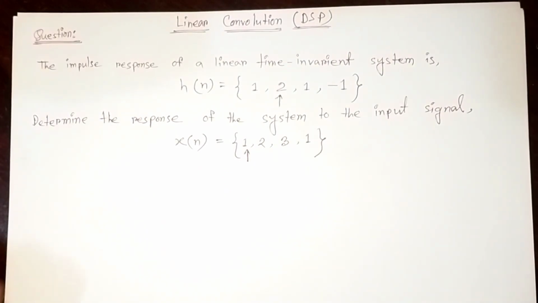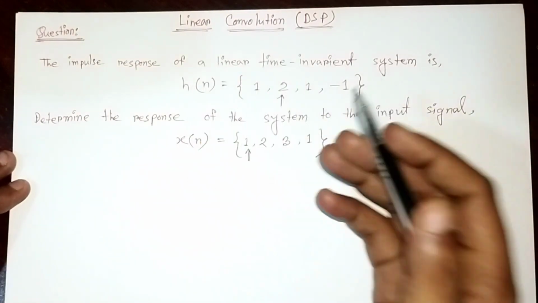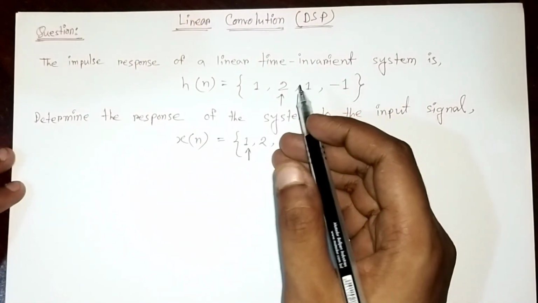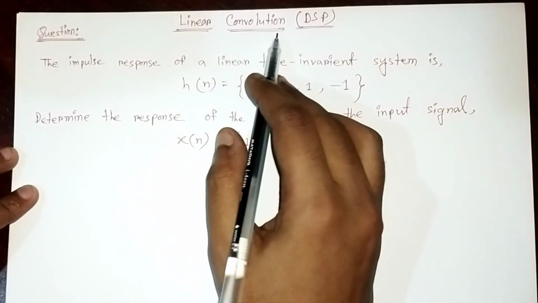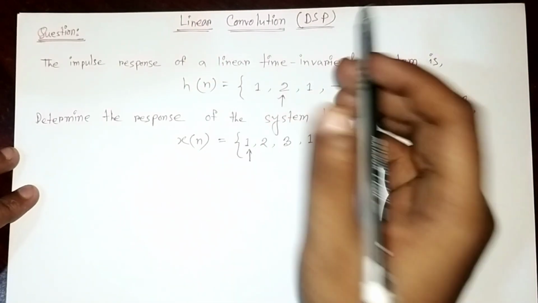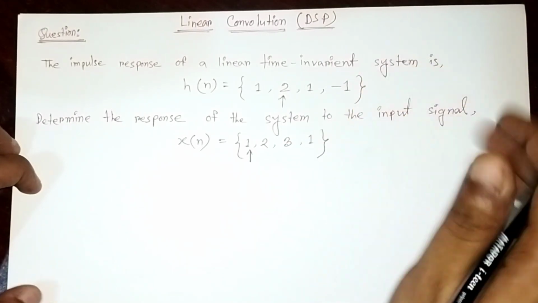Hello everyone. In today's video we'll learn about linear convolution. Convolution is a very important mathematical operation in digital signal processing, and there are two ways to do it. One is linear convolution and another is circular convolution. We'll see circular convolution in later videos.